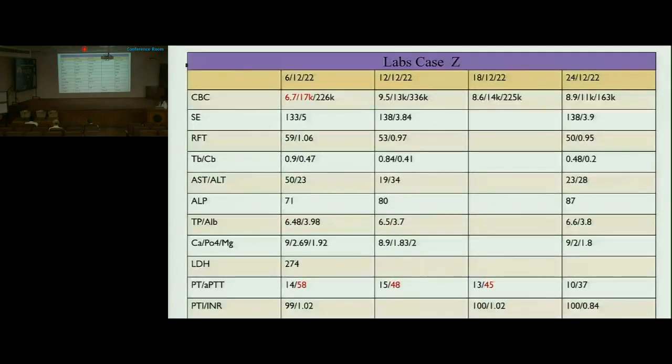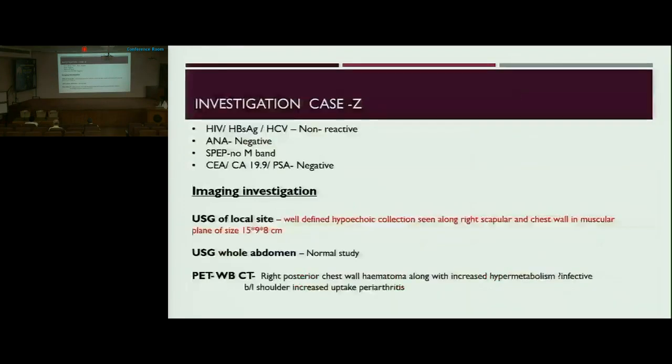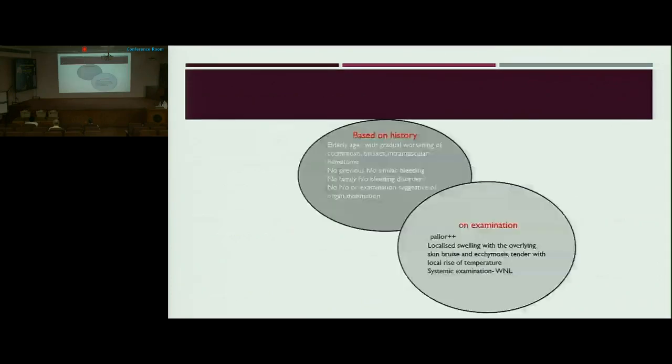And the lab values of case Z show severe anemia with isolated APTT prolongation. On further evaluation, the viral markers, autoimmune workup, paraproteinemia and tumor markers were negative. The USG of the hematoma shows a maximum diameter of 15 centimeters over the right scapula and the lower back. USG abdomen is within normal limits, and the PET shows a hematoma over the posterior chest wall.